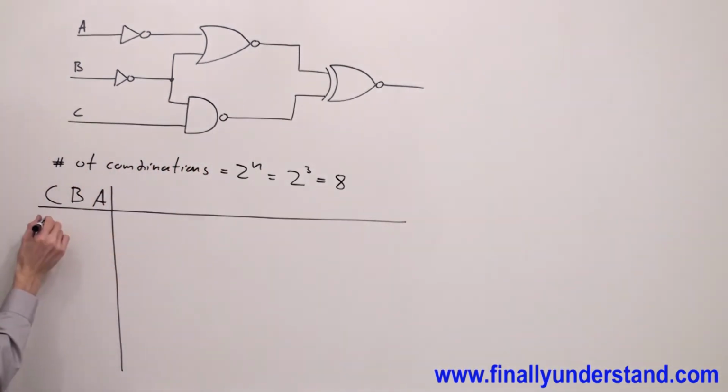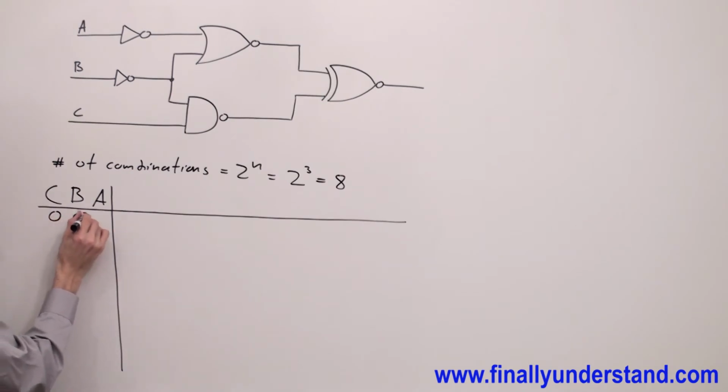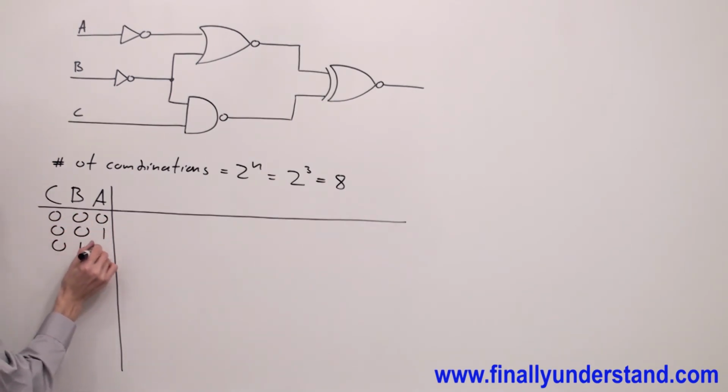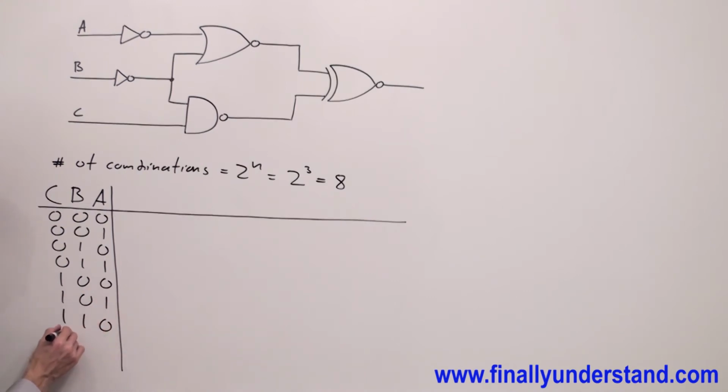Eight combinations. My first combination is 0, 1, 2, 3, 4, 5, 6, 7. We have 8 combinations from 0 to 7.